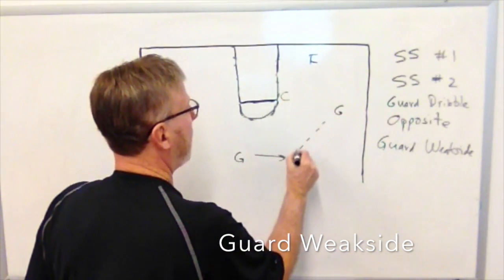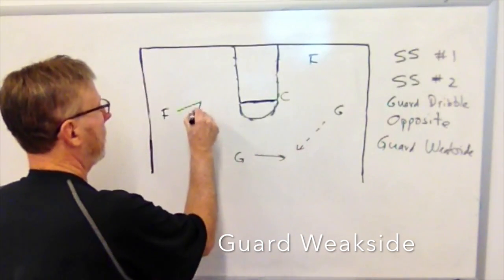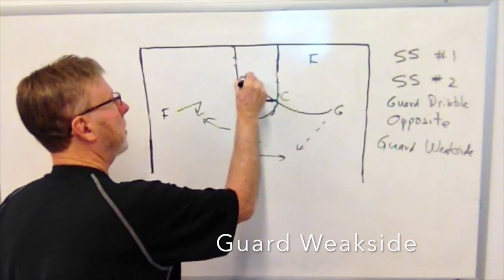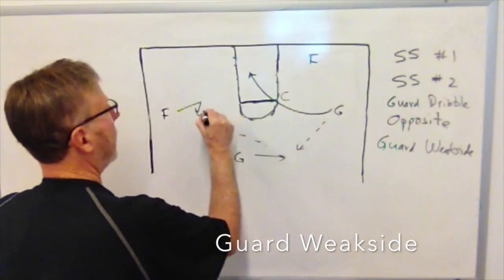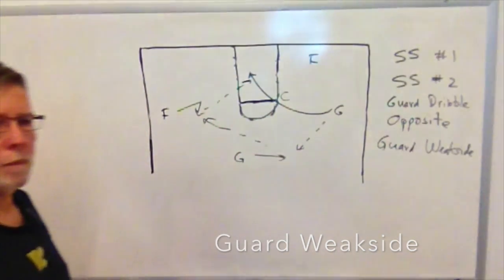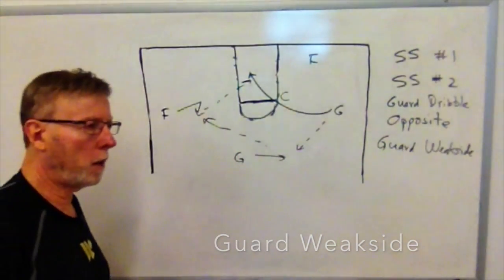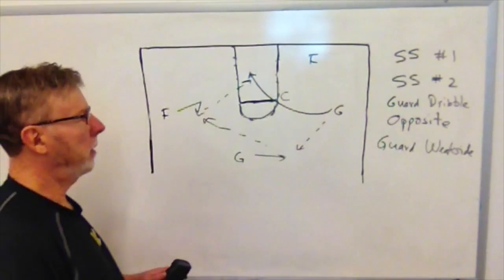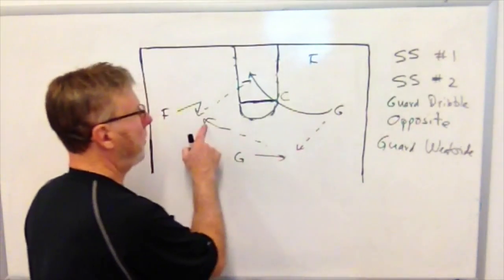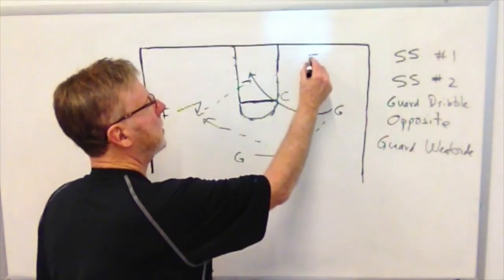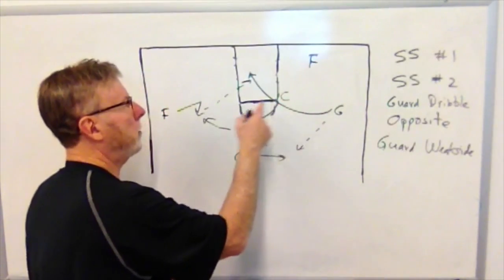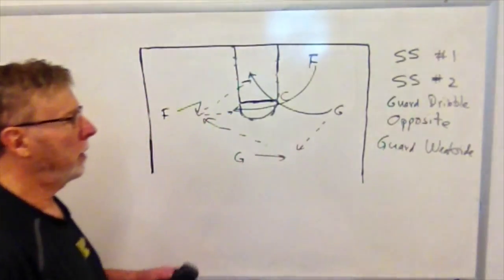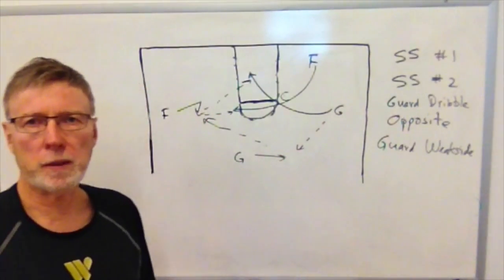then we're going to reverse the ball, and this guard is going to cut around here, and we're going to look for him here. So again, if we've got a real strong guard, and he wants to call his own number, so to speak, he dribbles hard here, we reverse the ball, and pass here. In this case, instead of the forward coming across, we're going to have this forward come across for the short jumper here. And that's what we call guard weak side.